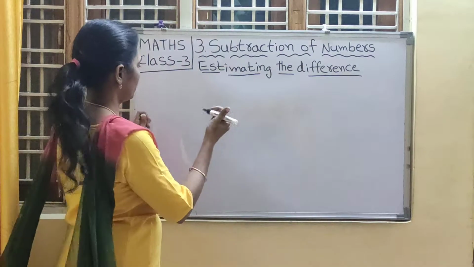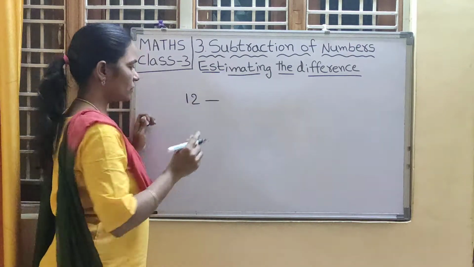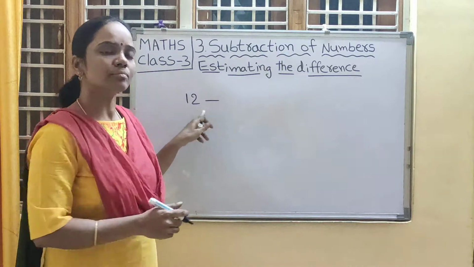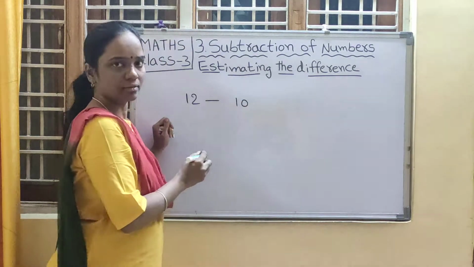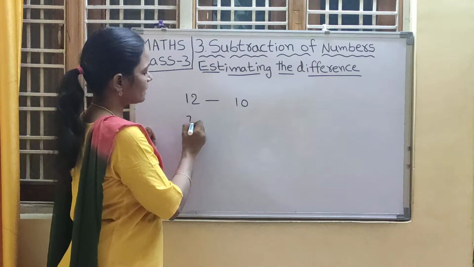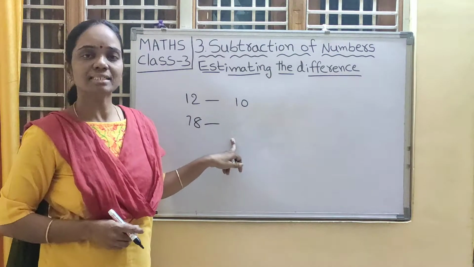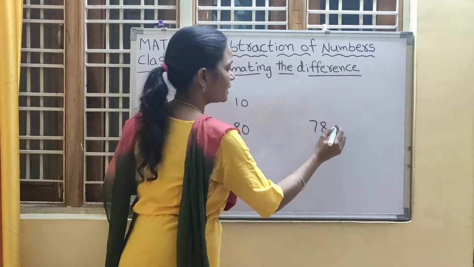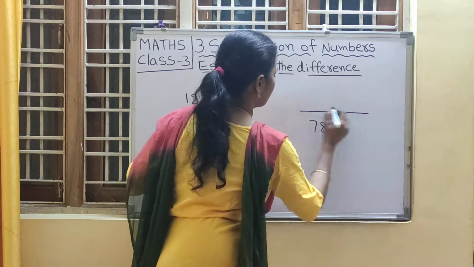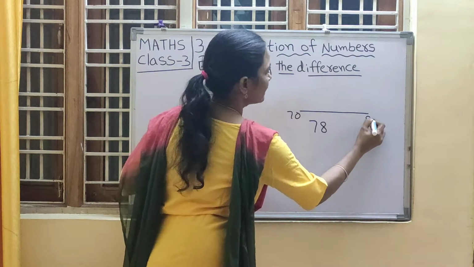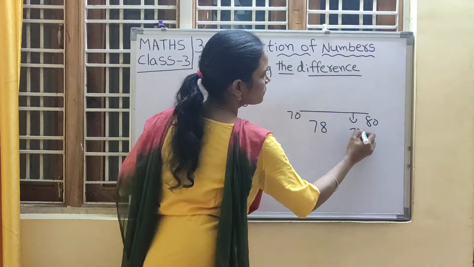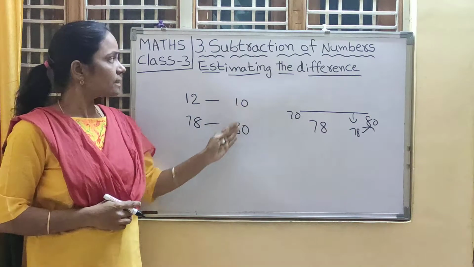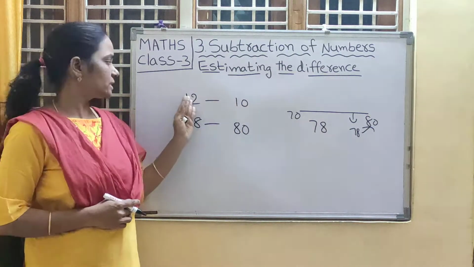For example, what is 12's estimated value? 12 is rounded off to which number, children? 10. Okay? 78 is rounded off to which nearest 10, children? 80. Right? Because 78 is between 70 and 80, and it is nearest to 80. So 78 is rounded off to 80. These are the estimated values of these numbers.